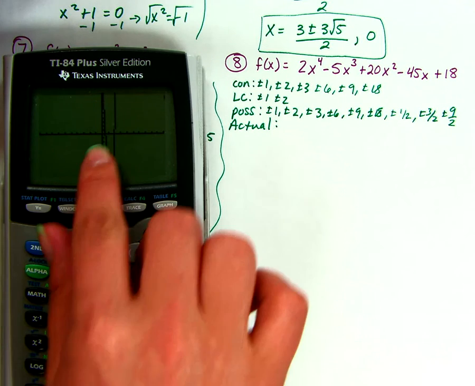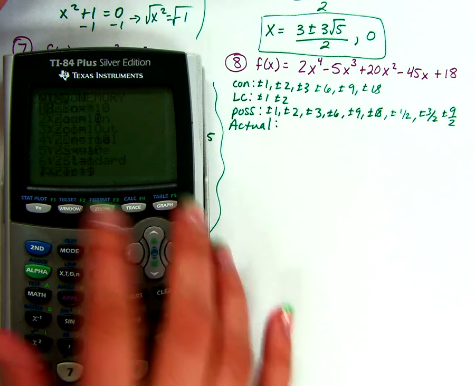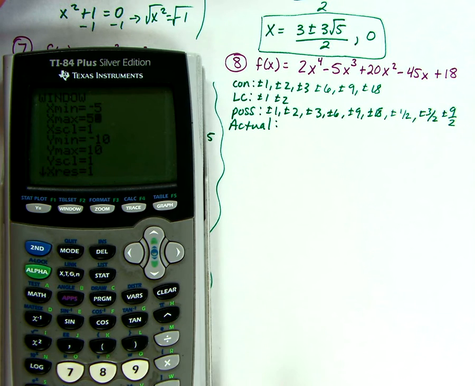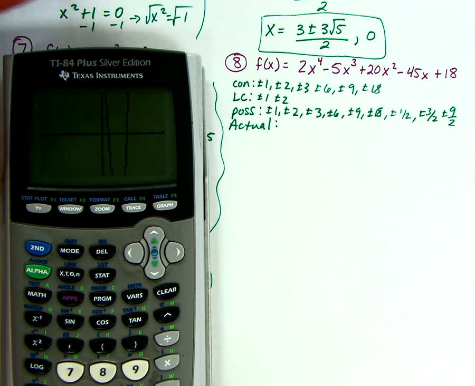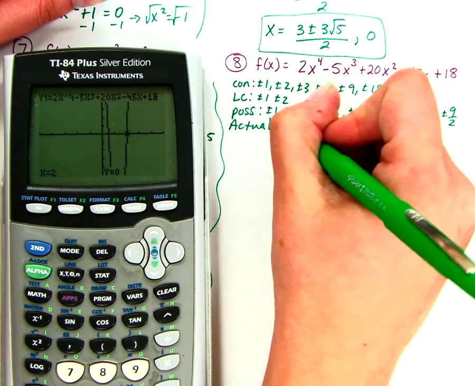All right, so it's crossing twice. So I'm going to adjust my window here. So let's make it -5 to 5 again, just to make it a little bit easier to see. All right, so it looks like it's crossing between 0 and 1, and then maybe at 2. So I'm going to try 2 first. So trace 2, enter. All right, so we got 0, so 2 is an answer.